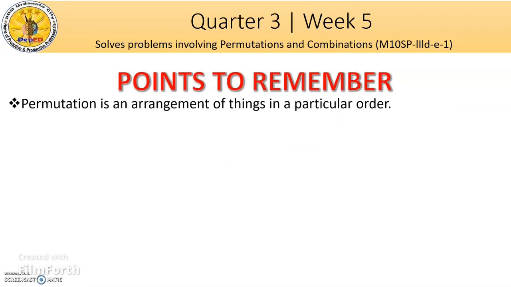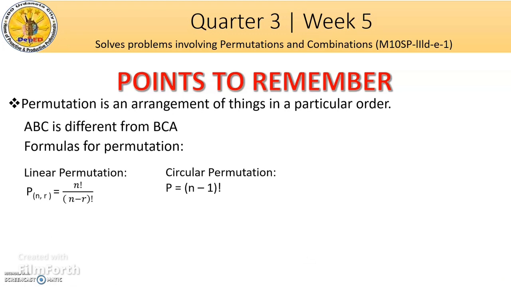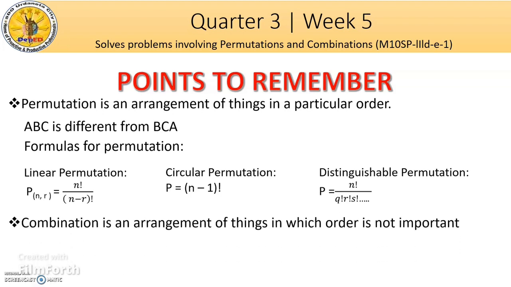So we have to remember that permutation is an arrangement of things in a particular order, meaning ABC is different from BCA. We have the different formulas for permutation. We have for linear permutation, circular permutation, and distinguishable permutation. Combination is an arrangement of things in which order is not important, meaning ABC is the same as BCA. We have the formula for combination.